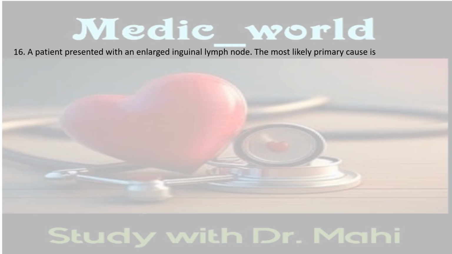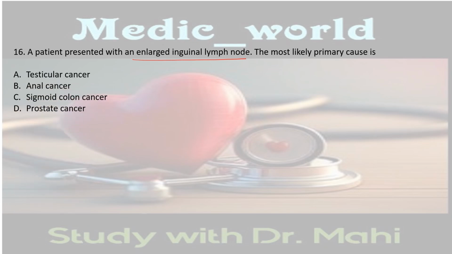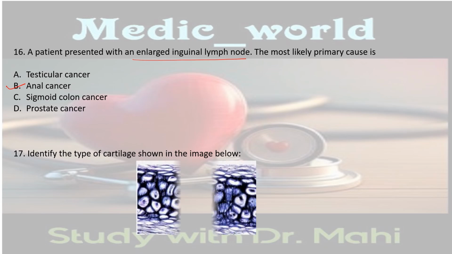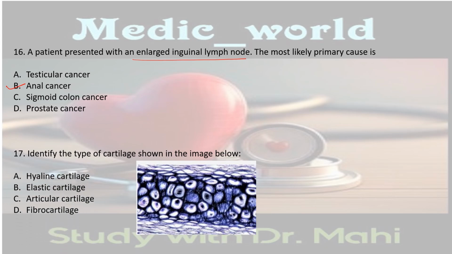Now the next question. A patient presented with enlarged inguinal lymph node, the most likely primary cause is. The most likely primary cause of an enlarged inguinal lymph node is anal cancer. So the answer is option B. Now the next question. Identify the type of cartilage shown in the image below. Here in the image, we can identify this cartilage as the elastic cartilage. So the answer to this question is option B, that is elastic cartilage.